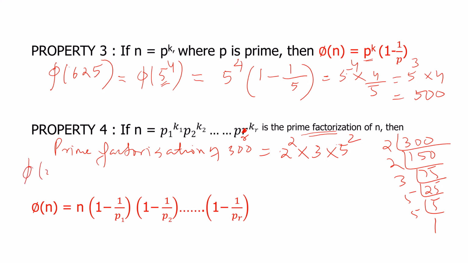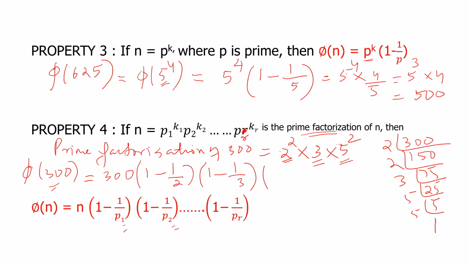So totient of 300 we can write, according to this property, as n into... What are p1, p2, p3, etc.? Those are these numbers: p1 is 2, p2 is 3, and p3 is 5. So we will make use of that. n is 300. So 300 into 1 minus 1 by p1, which is 2, into 1 minus 1 by p2, which is 3, into 1 minus 1 by p3, which is 5. That's it. Now we have to do the simplification.